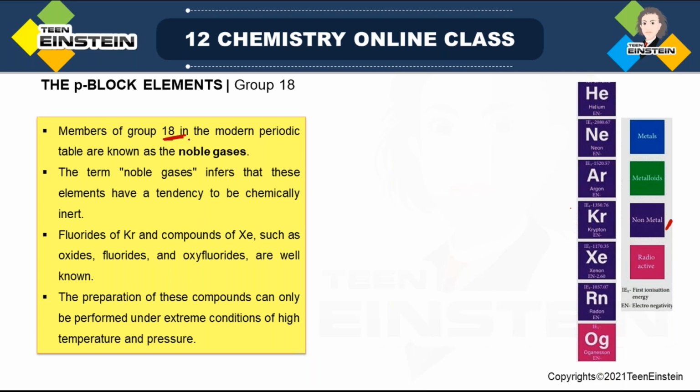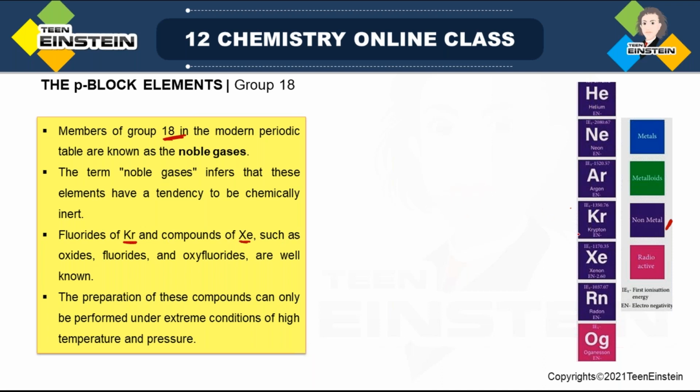Members of group 18, if you consider modern periodic table, they are called noble gases. Now why they are called in this way? Because they have a tendency to be chemically inert, so that is why noble. Remember, there are some metals which are known as noble metal. For example, platinum. Why it is called noble metal? Because they are very non-reactive in nature. Under normal condition you cannot expect any reaction. So just like these noble metals, these gases are also highly non-reactive, so that is why they are called noble gases.